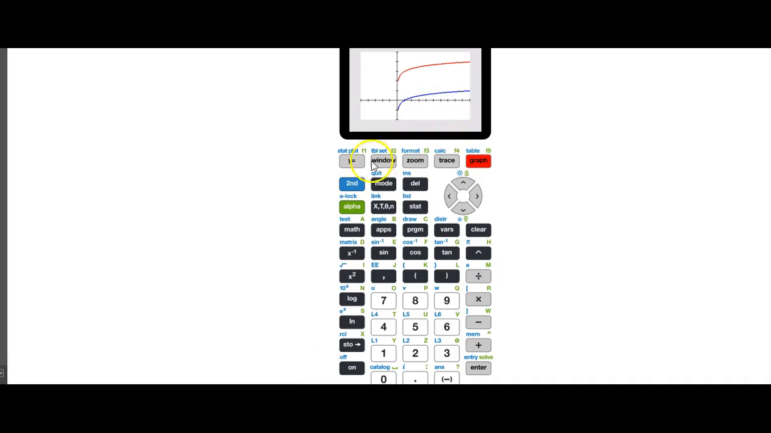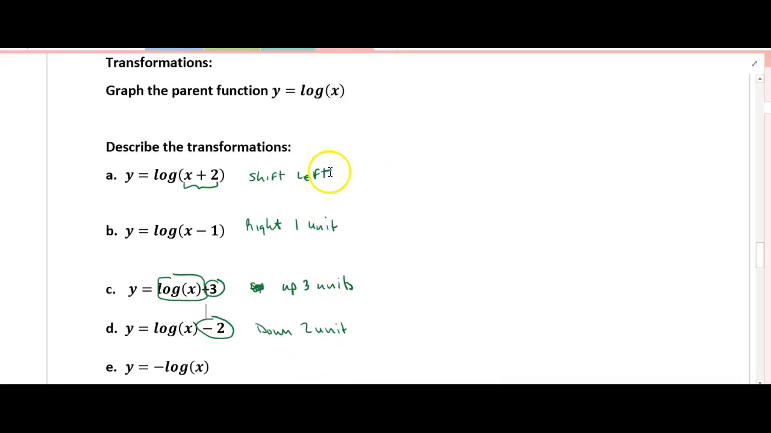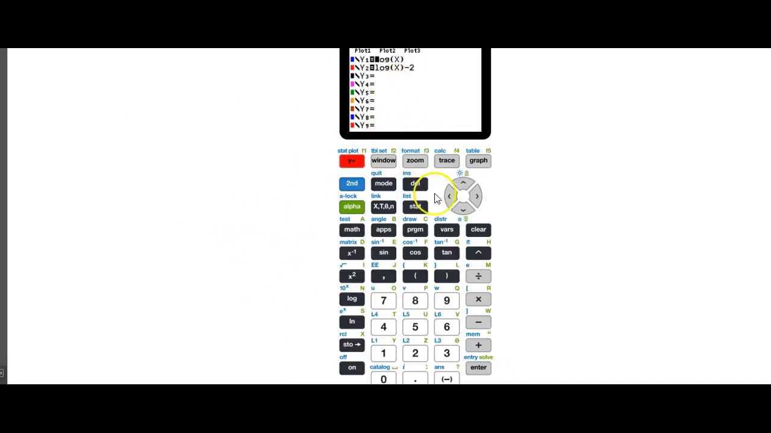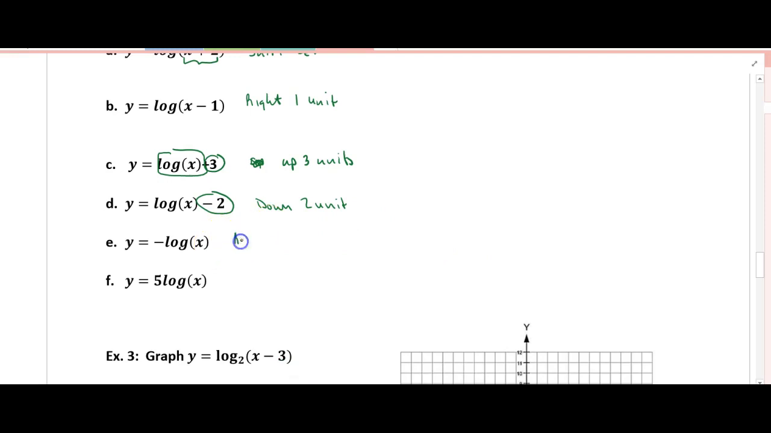If I show you that, y equals, and I subtract 2, it's tough to see on here because I don't have the window there, but it was shifted down 2. Now, the next one, negative log x. I'm just going to clear this out and go negative log x. What happens here? They end up being a reflection of each other over the horizontal line. So what this does is it basically reflects.